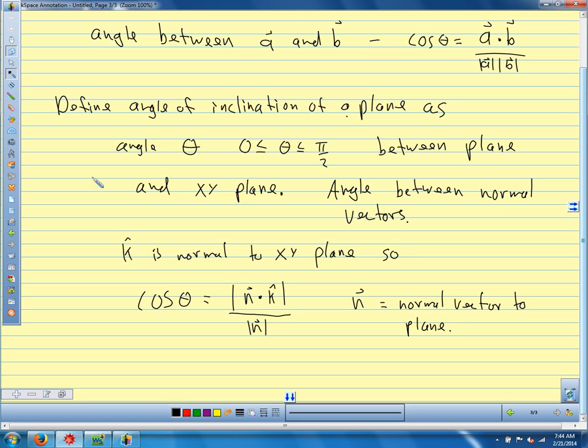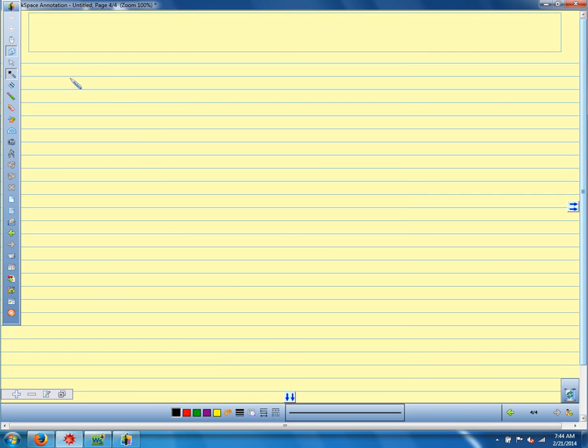All right, so let's do a couple of examples using this angle of inclination, looking at that idea of tangent planes and maximums and minimums. So, questions on the idea here? Okay.